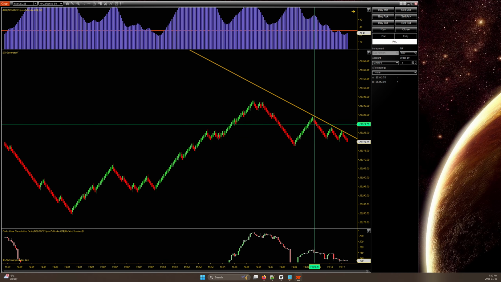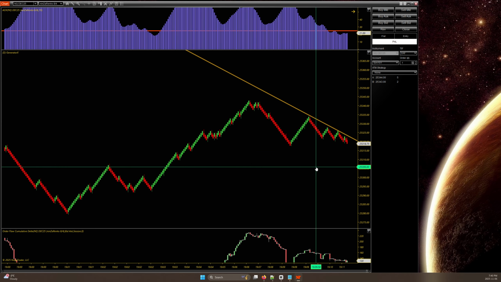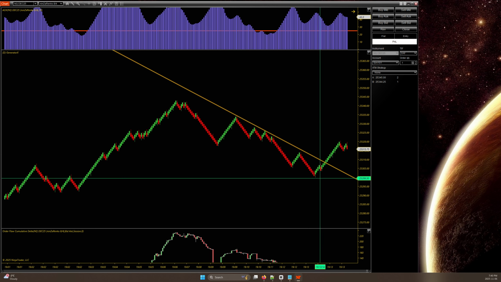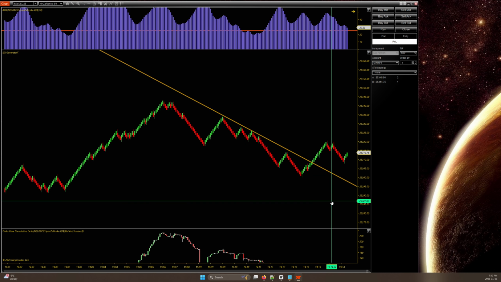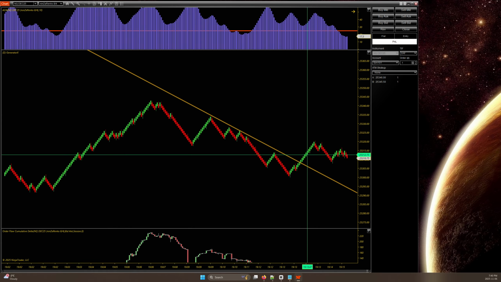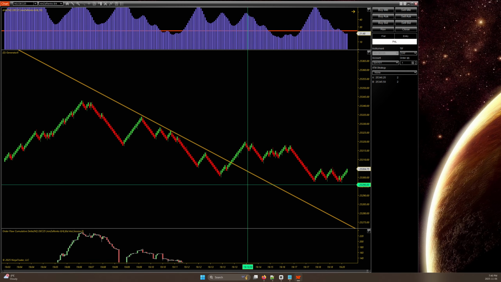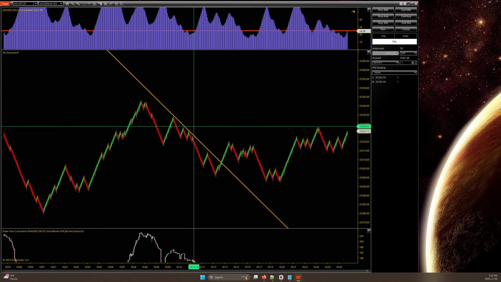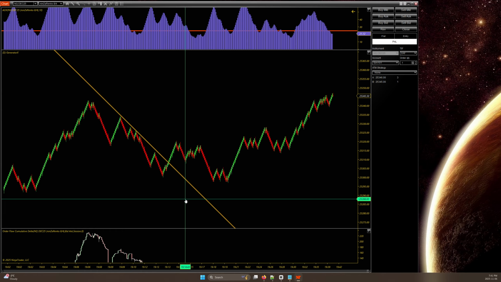Once you get 1, 2, 3 touches, and once it breaks, then you get in, and your stop would go at the most recent pivot. Then once you get halfway, you would lock it in, and then just kind of scalp it. That's how a bot might trade this, by using trend line breaks, 3-touch trend line breaks, something like that.